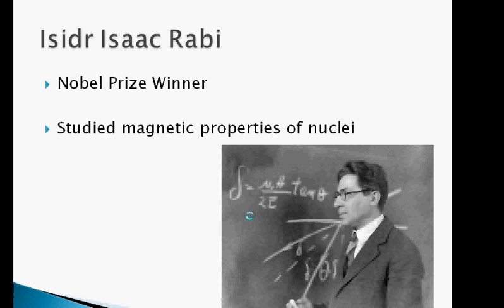The next inventor is Isaac Rabi, also a Nobel Prize winner, and he studied the magnetic properties of nuclei. He developed the magnetic resonance detection method. He recognized that the atomic nuclei show their presence by absorbing or emitting radio waves when exposed to a sufficiently strong magnetic field. That is another key property of how the MRI machine does what it does.